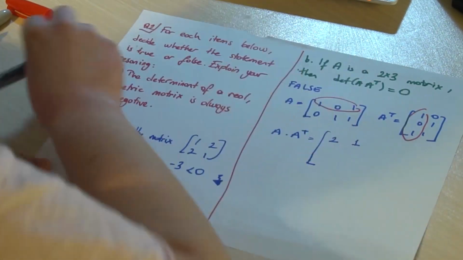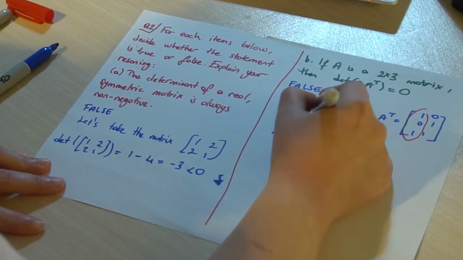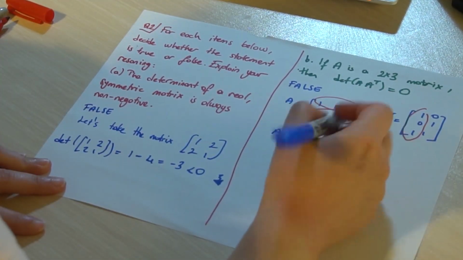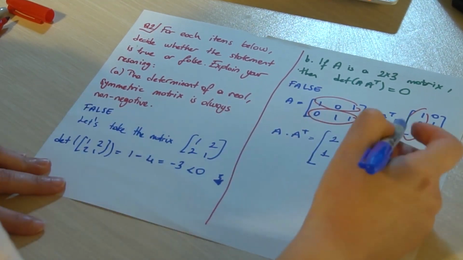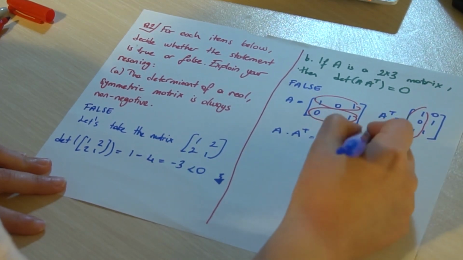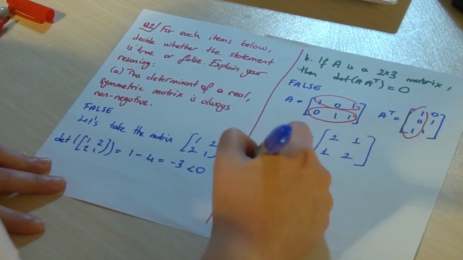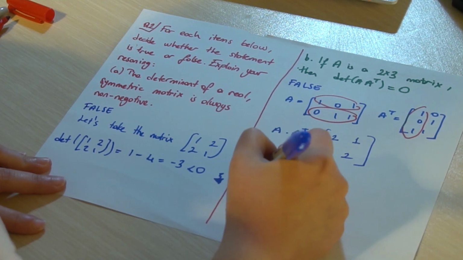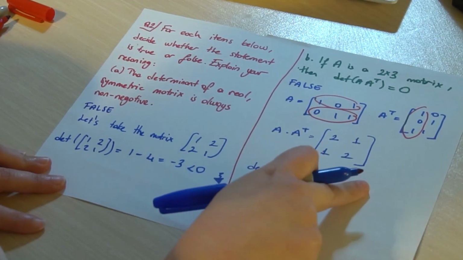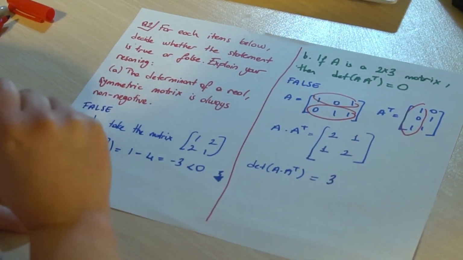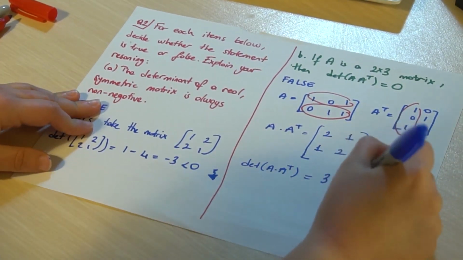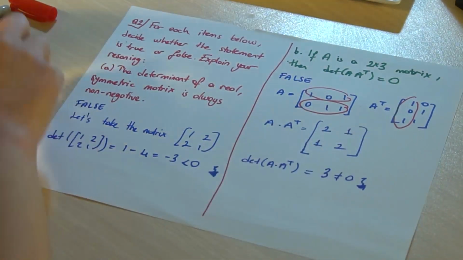Then we need to multiply this row by the columns, so we will have 1 and 1 plus 1, 2. So the determinant of A times A transpose will be equal to 2 times 2 is 4, 4 minus 1 is 3. So this is not equal to 0. So this statement is false.